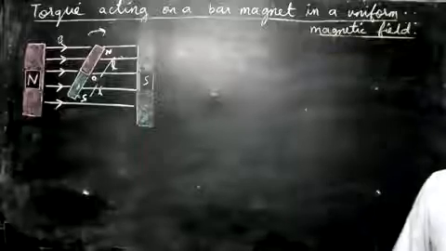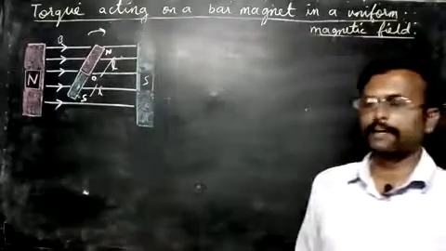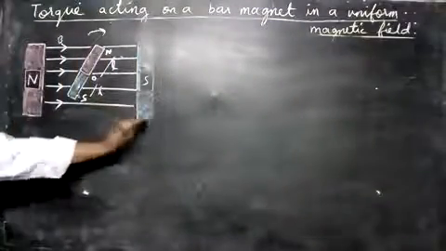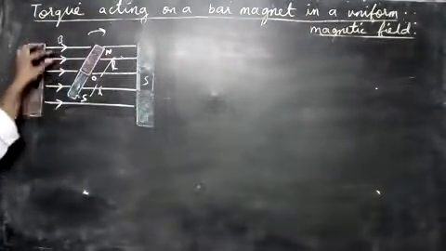Let us now study torque acting on a bar magnet in a uniform magnetic field. Okay, so let's go to the picture here. So we have two magnets here, two very big magnets. They produce a uniform magnetic field. They are parallel to each other.